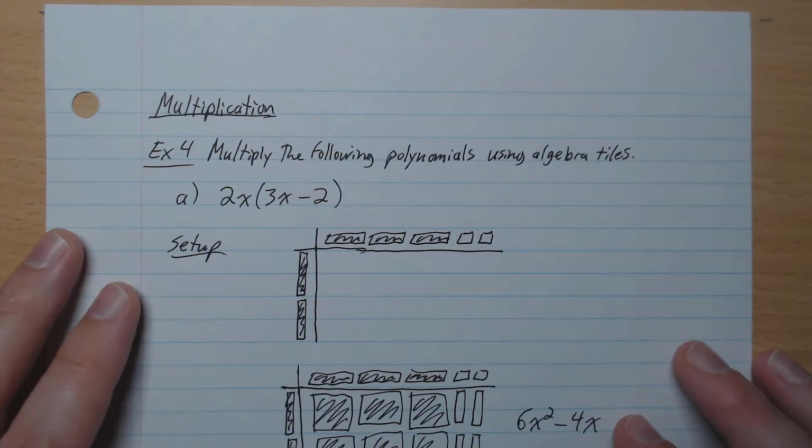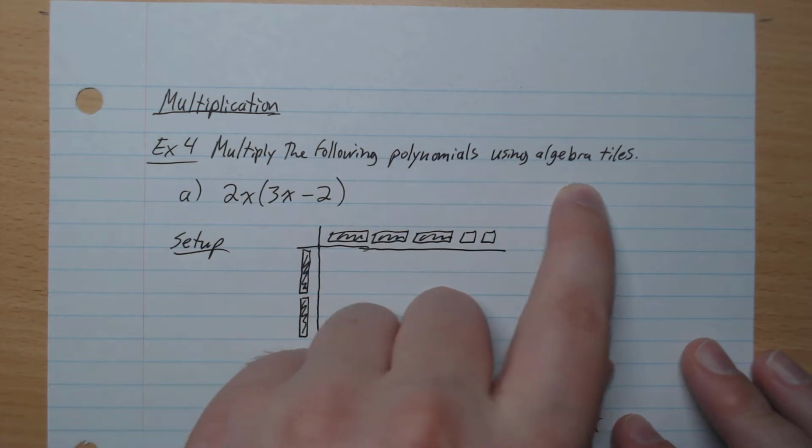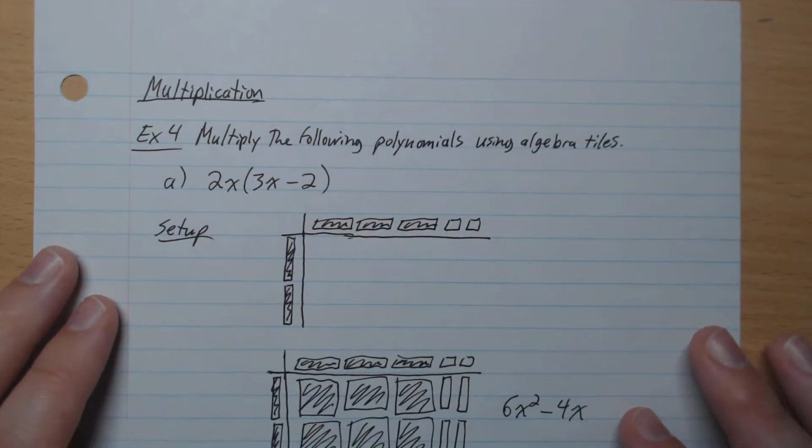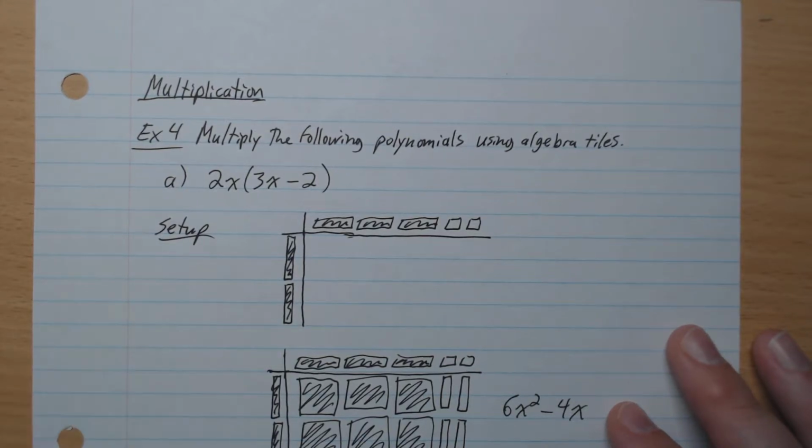Okay, now let's look at some multiplication. Multiply the following polynomials using algebra tiles. We're going to go 2x times 3x minus 2. And so here's the setup.